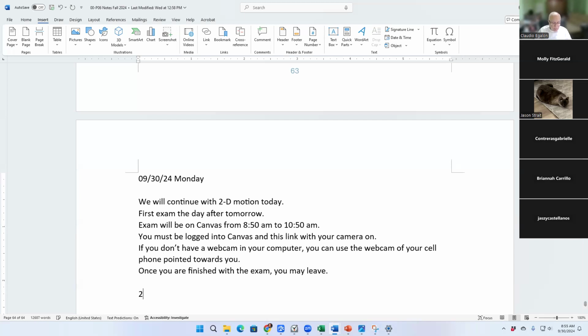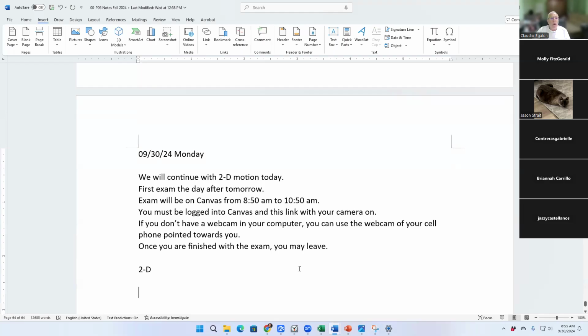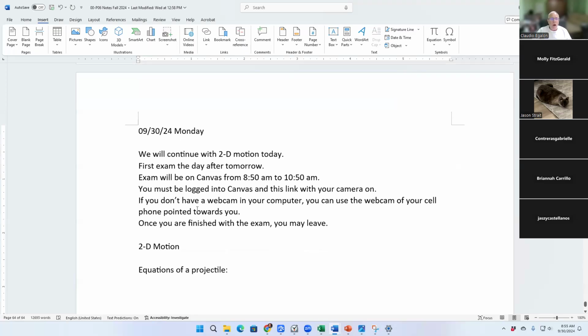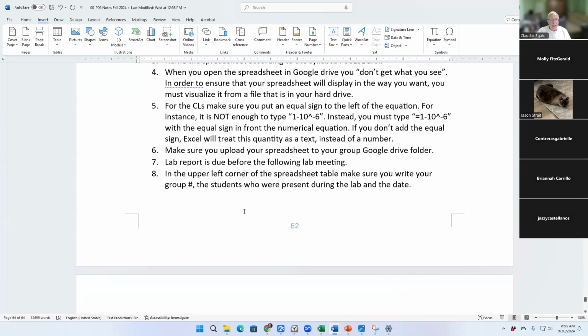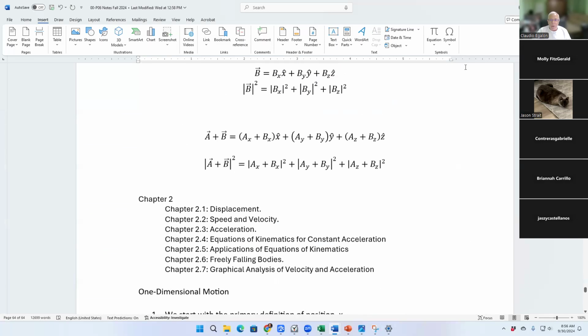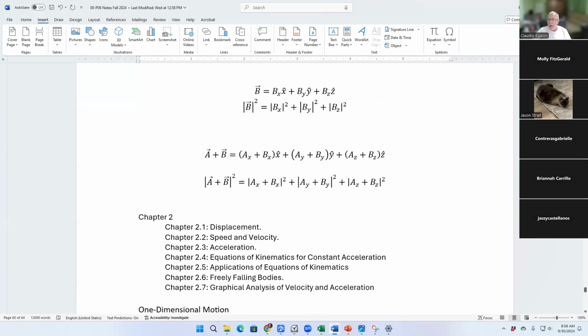about 2D motion, right? Let's go back to our equations that we derived before for a projectile. Equations of a projectile. It's a set of 6 equations, equations of motion of a projectile, a total of 6 equations. And let's go back to what we did before.